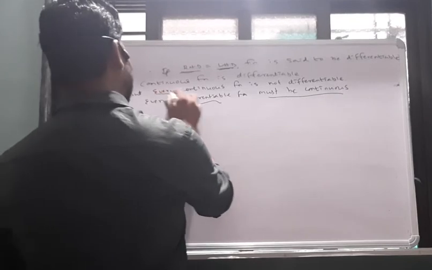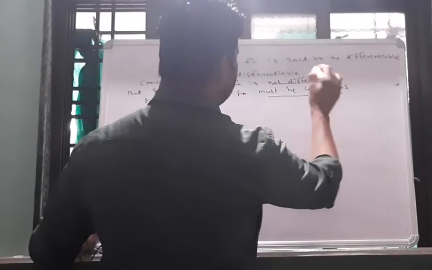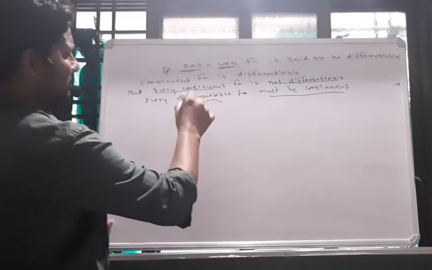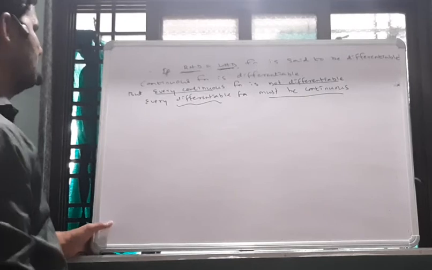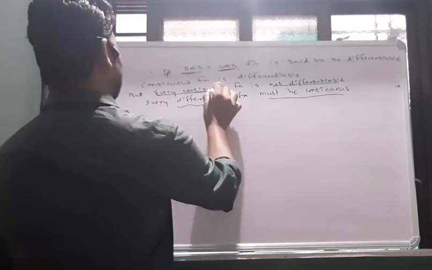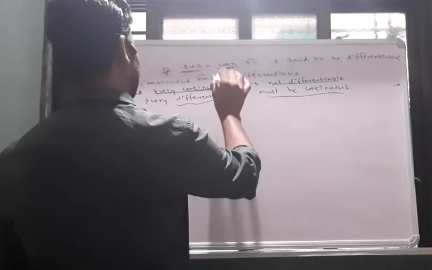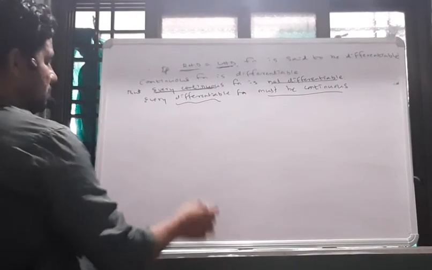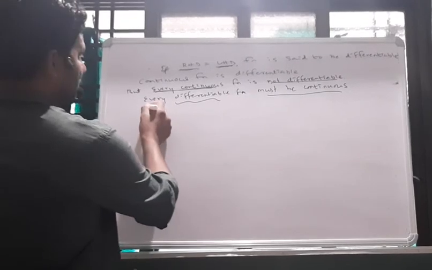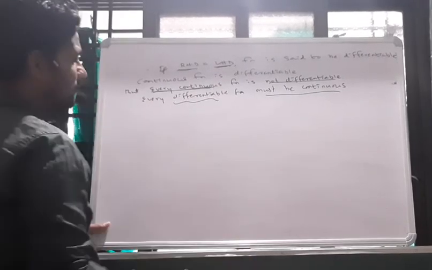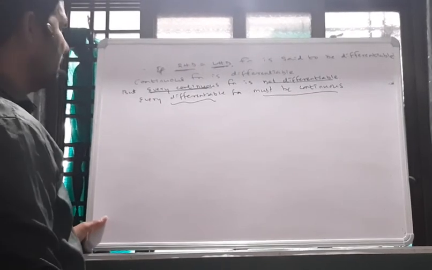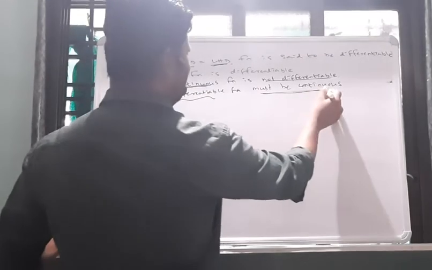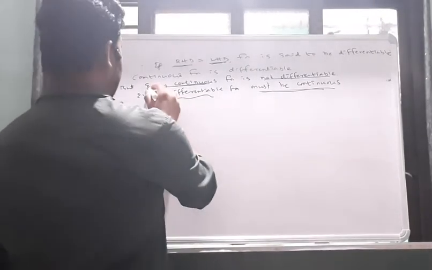But if your function is continuous, it may or may not be differentiable. That is, if a function is continuous, it is not necessary that it is differentiable. Sometimes a function will be continuous but not differentiable. And another way to say it: every discontinuous function cannot be differentiable. That is clear, because for differentiability it must be continuous, but for continuity differentiability is not needed.